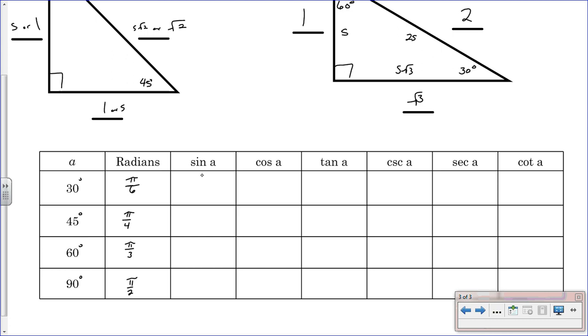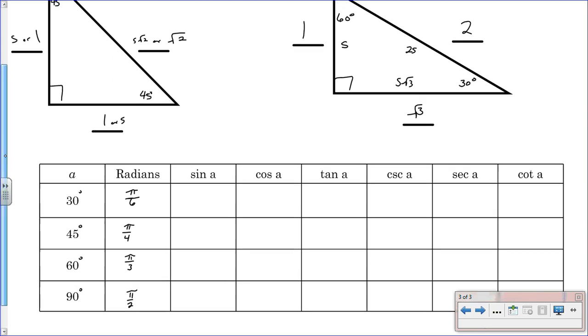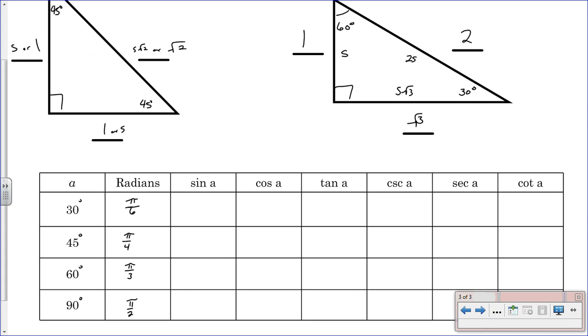Now, the sine of 60 degrees. Well, let's look up here. Here's 60. Sine is opposite over hypotenuse, so opposite is the square root of 3, hypotenuse is 2. You'll probably want to write this stuff down, guys. What's the cosine? Well, cosine is adjacent over hypotenuse, so it's 1/2. And the tangent is opposite over adjacent, which is the square root of 3.